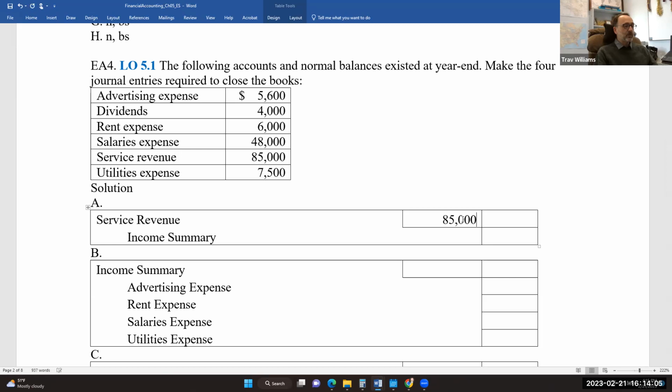Okay, so service revenue has an $85,000 credit balance. We're going to debit it the same amount so that the balance will now be 0.